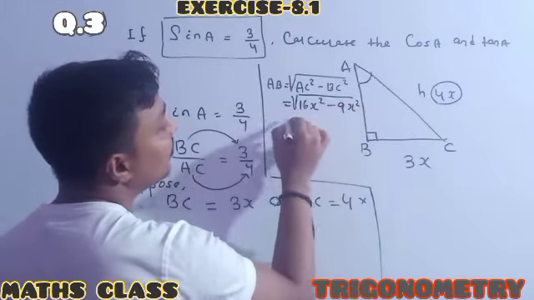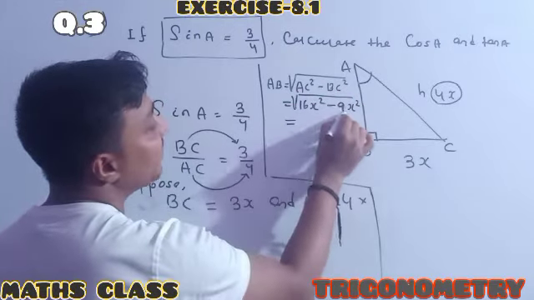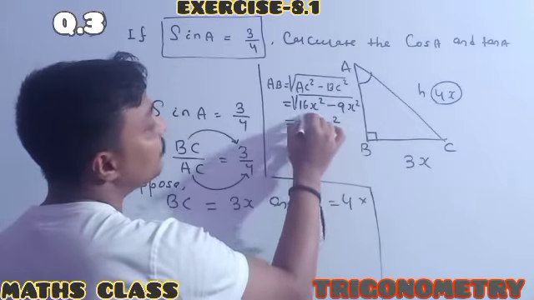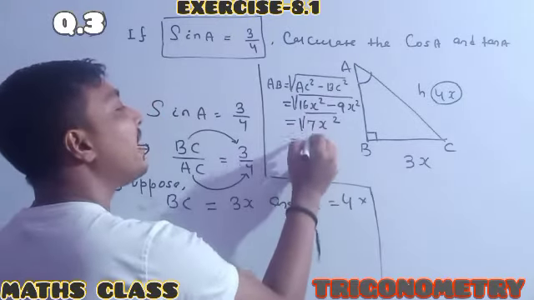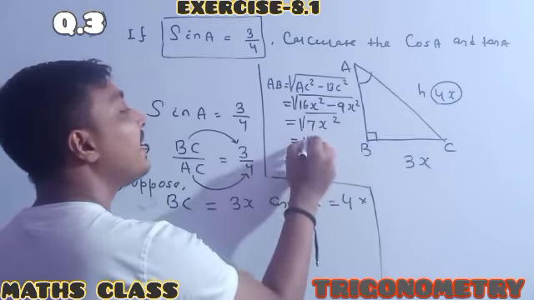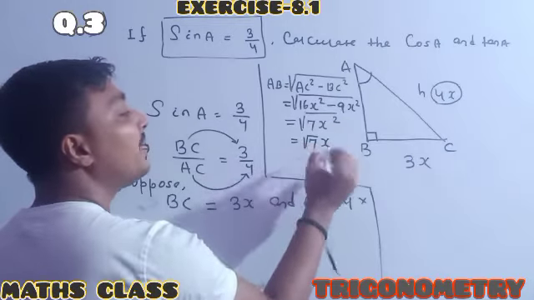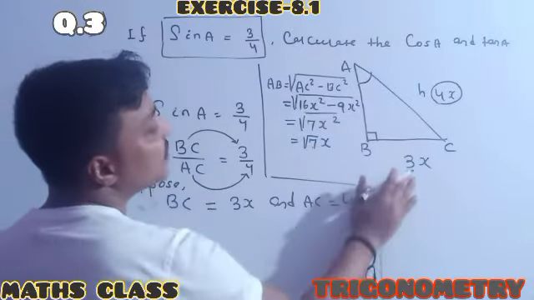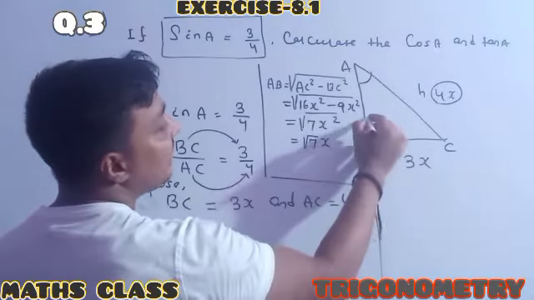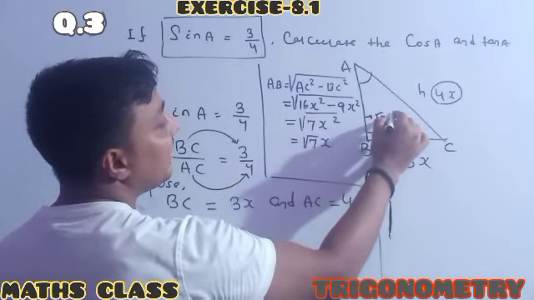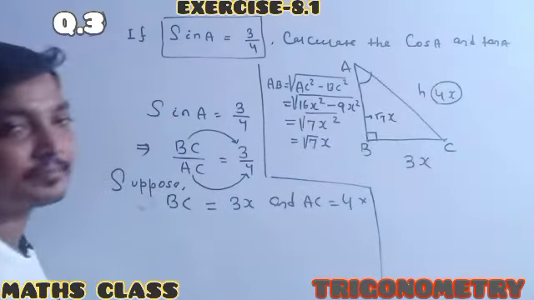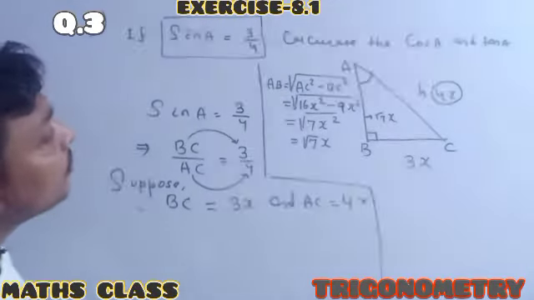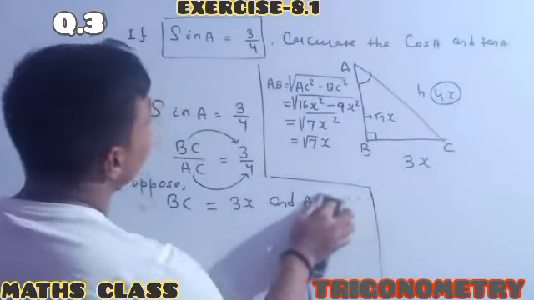Its root over, which gives us 16 minus 9, which is our 7x square, its root over. As 7 is a prime number, root of 7x square means 7 under the root and x outside. So it will be our root 7x. So this one is our 3x, this one I got as root over of 7x, and this one is our 4x. After our work, we only have to write down the trigonometric ratio formula.